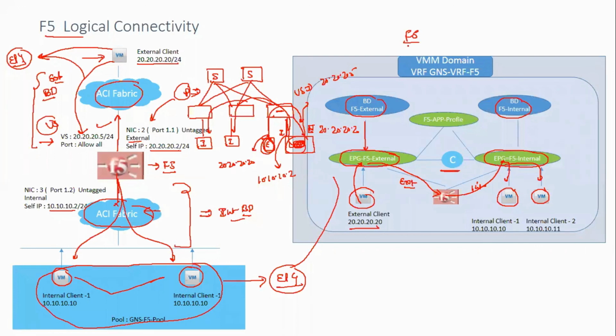So let's see how we have to configure it. As I said, all the F5 related configuration will be done manually. Other than that, the bridge domain, EPG, contract, and filter have to be configured on ACI.